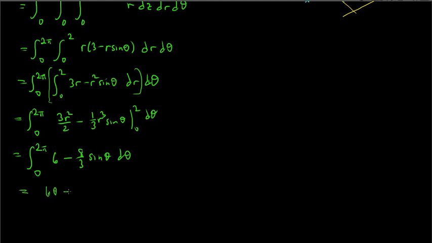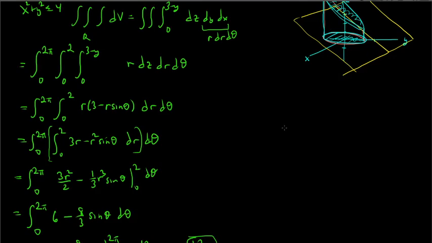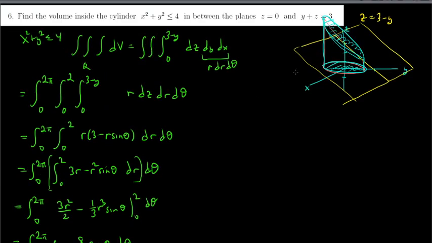So 6 times theta. And then when you integrate minus sine, you get positive cosine. So 6 times 2 pi is 12 pi. And you get cosine of 2 pi, which is 1, minus cosine of 0 is 1. So 1 minus 1 is 0. So, yep, in the end, this is just 12 times pi. Okay, so that's the volume of this region here. 12 pi cubic units.